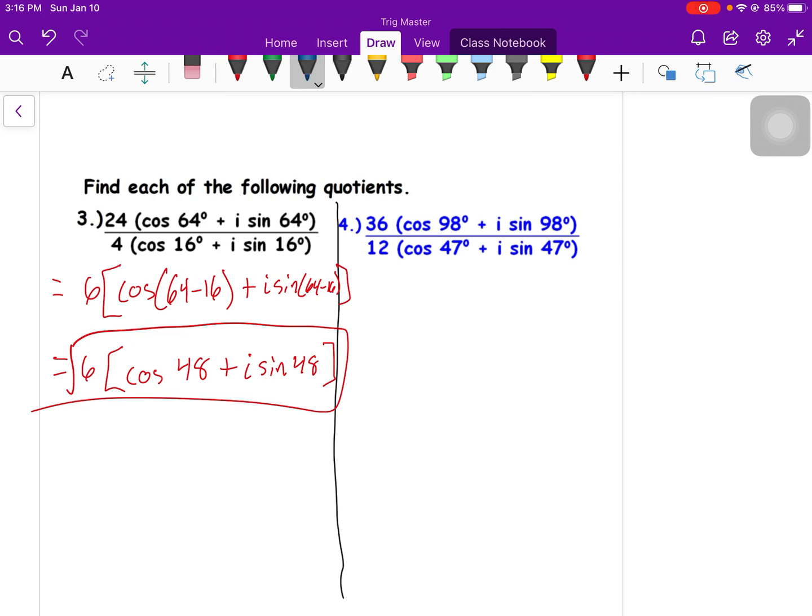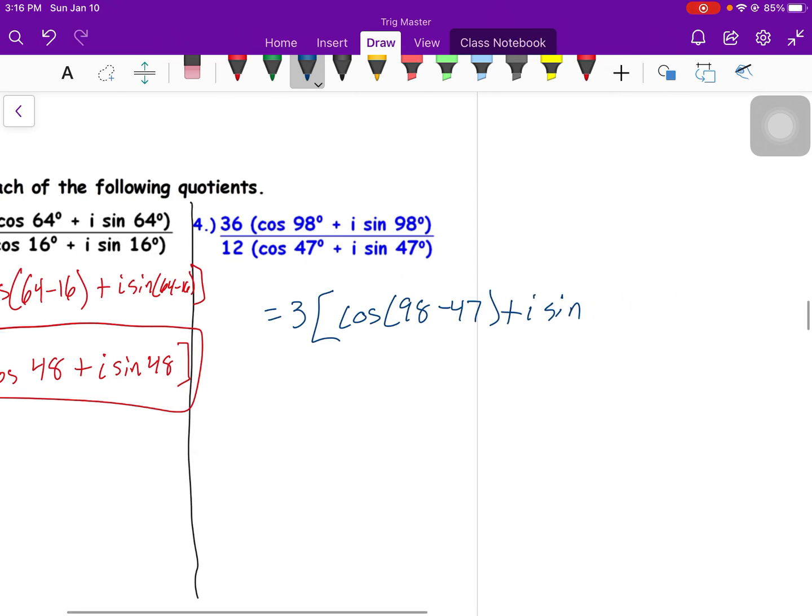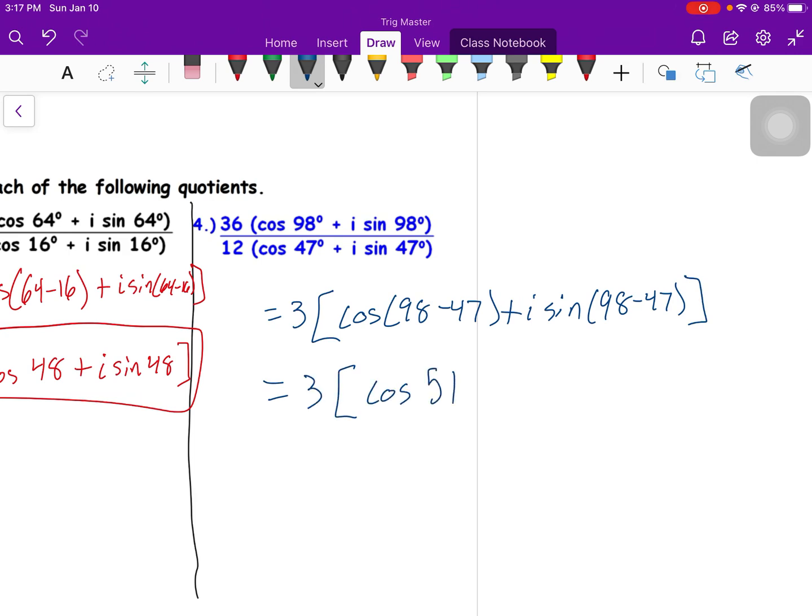All right. So for number 4 over here, again, I'm going to start just by dividing that 36 and 12 to get 3. And I'll have cosine of (98 minus 47) plus i sine of (98 minus 47). So I get 3 times cosine of 51 plus i sine of 51.